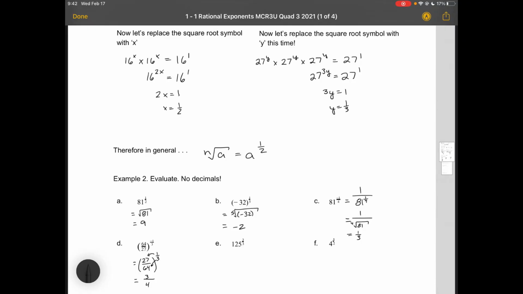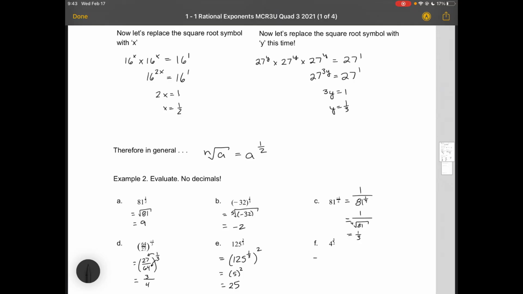Next example, E. I've got 125 to the 2/3. Now that looks a little bit different than what we were dealing with before because we have a number in the numerator of our rational exponent. No big deal. I'm going to write it as 125 to the 1/3, squared. Now inside my bracket here, I'm going to take the cube root of 125, which is just 5, and then I'm left with the squared, which I can evaluate easily.